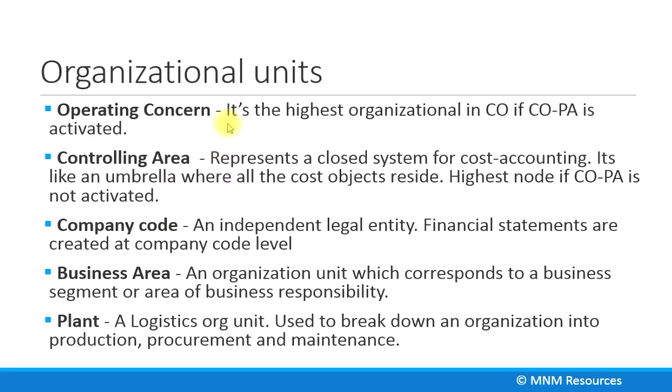Now under one operating concern, you can have many different controlling areas. For example, you can have an operating concern at a global level, and you can have controlling areas at regional level. For example, an Asia Pacific controlling area, European controlling area, African controlling area, and so on. And under those controlling areas, you can have a different set of cost centers as well.